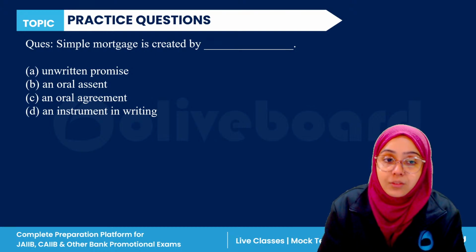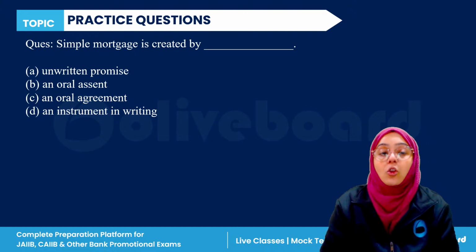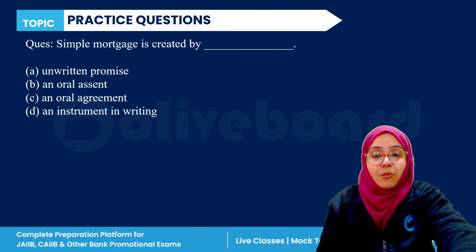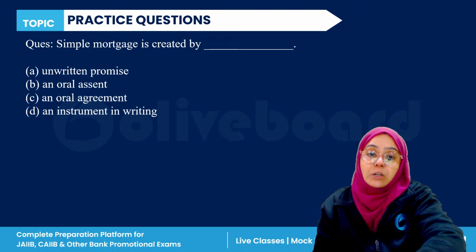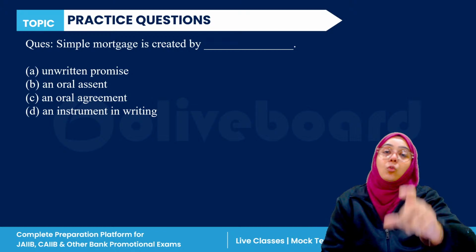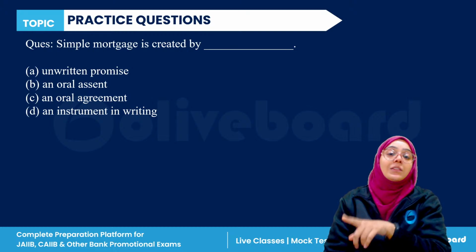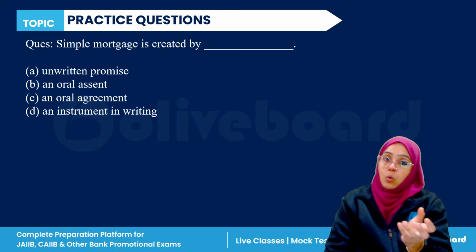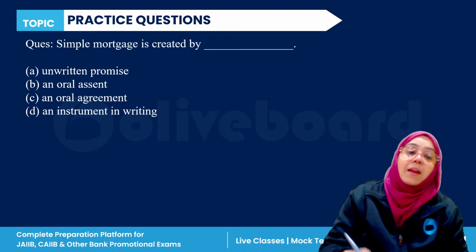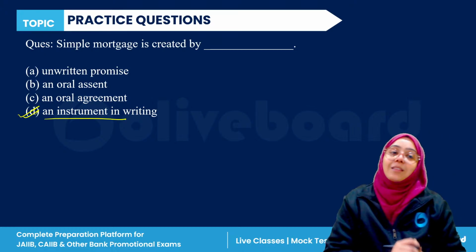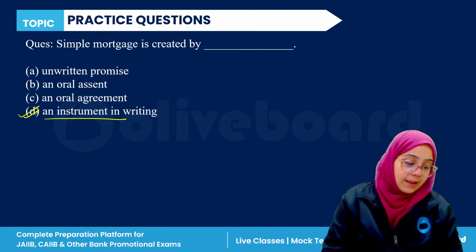Simple mortgage is created by unwritten promise, oral assent, oral agreement, or an instrument in writing. Mortgage is related to immovable property like house, land, building, whereas hypothecation is related to movable property like car, bikes, gold. So if we talk about the simple mortgage, it is created as an instrument in writing. So D is the correct answer. Clear? Done?